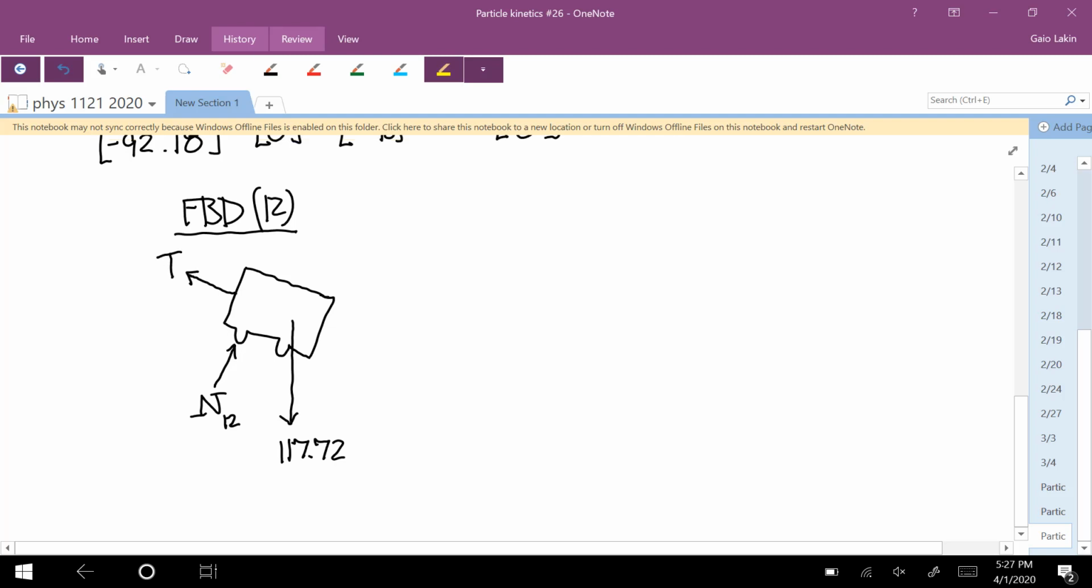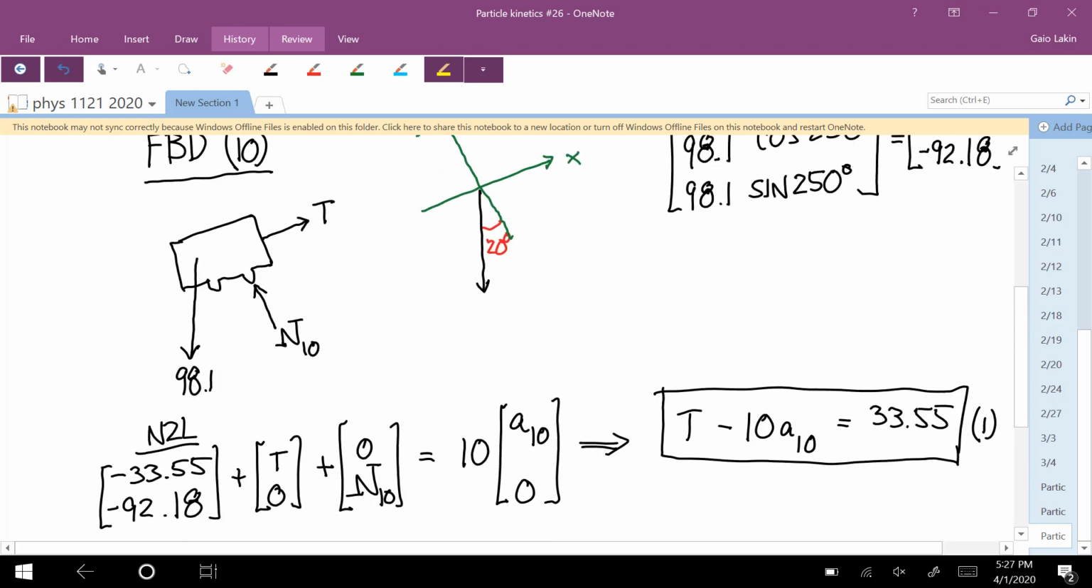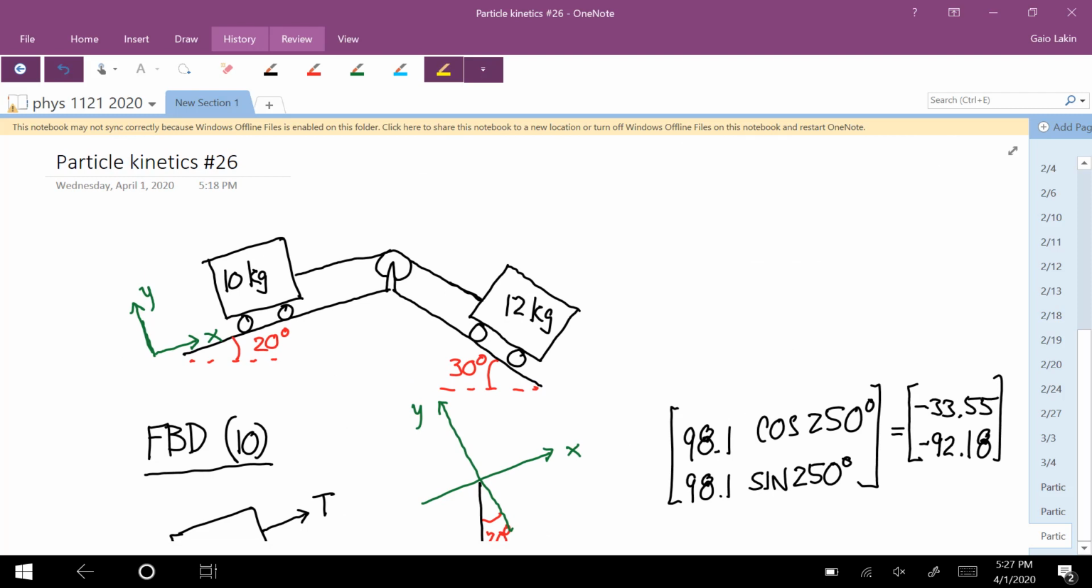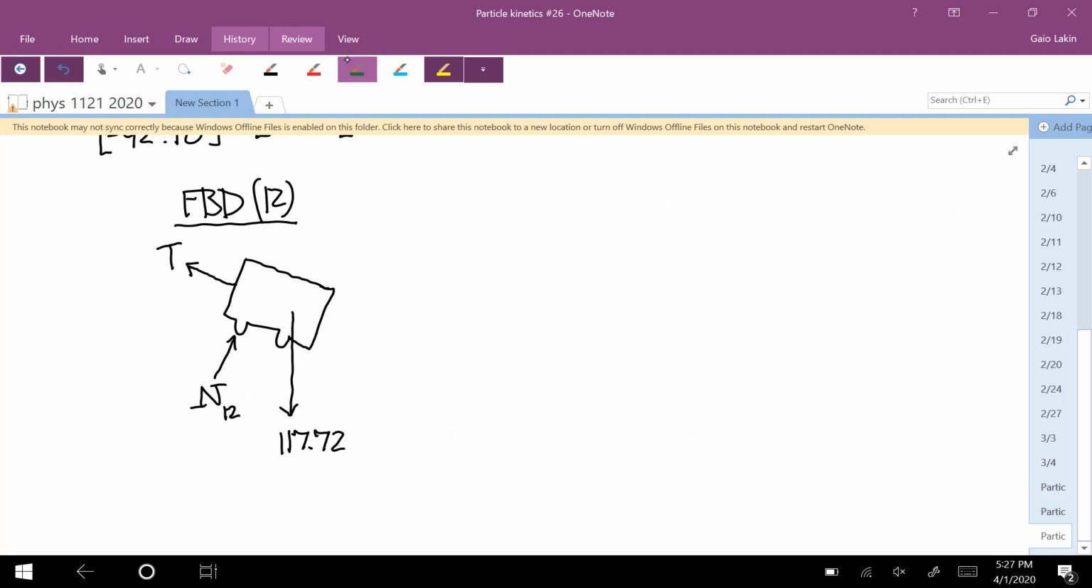And for this one, we're going to use a different coordinate system, with the y-axis pointing out of that surface and the x-axis along the surface. And again, the only tricky one, the only one where we have to use cosine and sine, is for the weight.